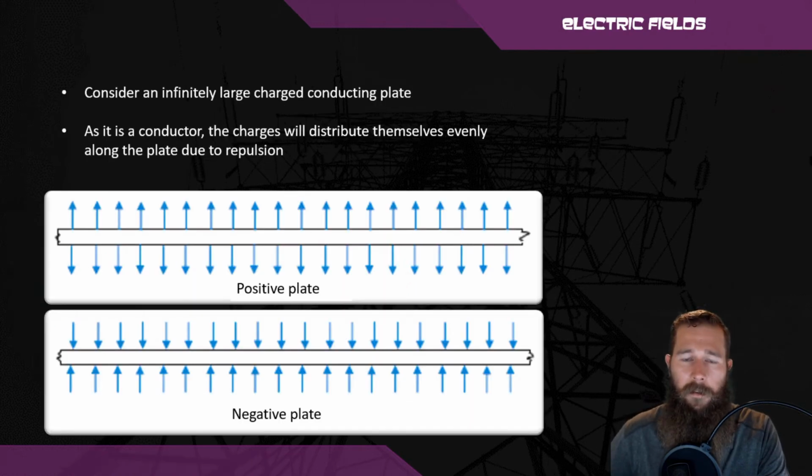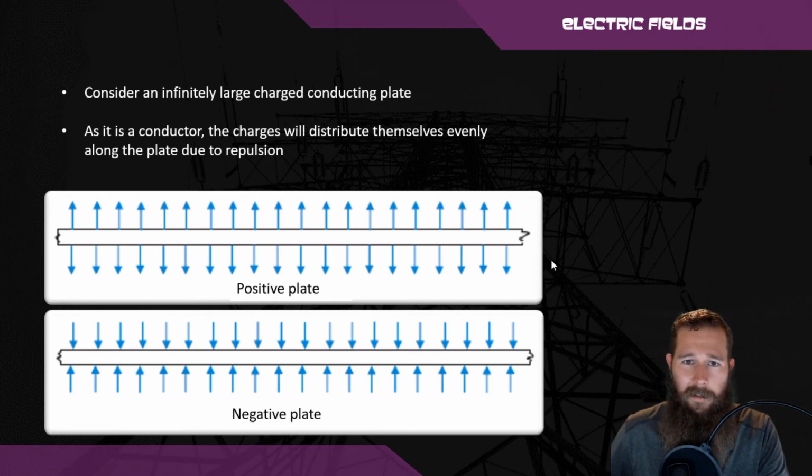So we've seen examples of point charges. Now we're going to have a look at a plate. So in this case, we're going to look at an infinitely long charge plate. And we know it's infinitely long by the diagram suggesting this plate continues with this little squiggle.